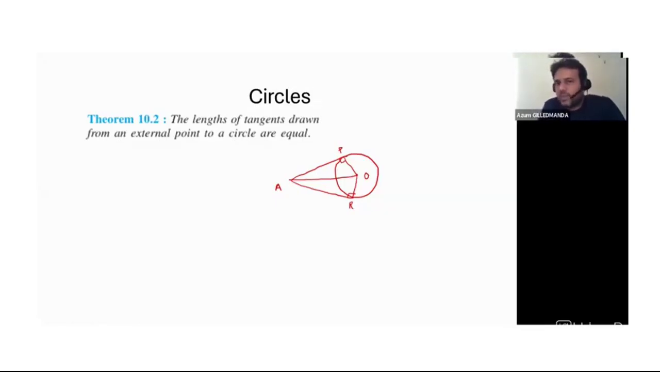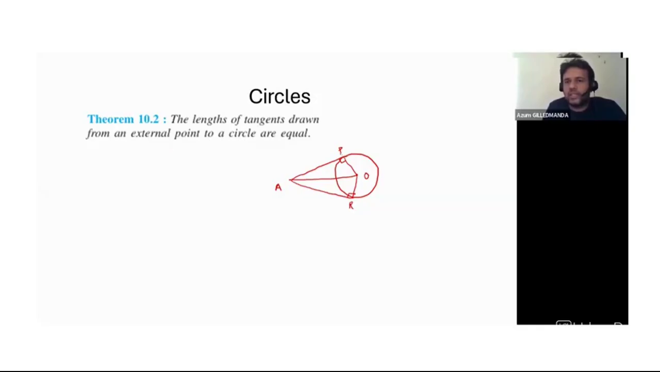The point of intersection of the tangent and the line drawn from the center to that point, that's the radius, makes an angle of 90 degrees, right? So this is what we learned so far. Now, from this theorem, what they are saying is the length of the tangent.